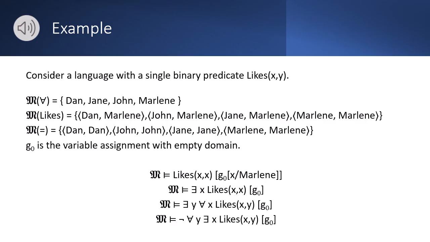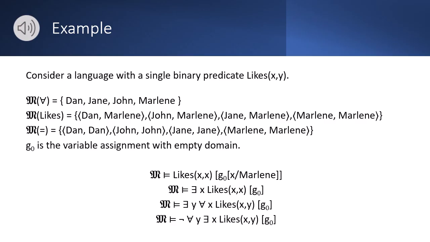Before we go on to the soundness and completeness theorem, let's give just a quick example to try and solidify things in a concrete first-order structure. So here we're going to consider a new language that only has a single binary predicate. That's the predicate likes, and here I've labeled it with two variables, x and y. So there really are no constants in this language, just this single predicate and some variables.